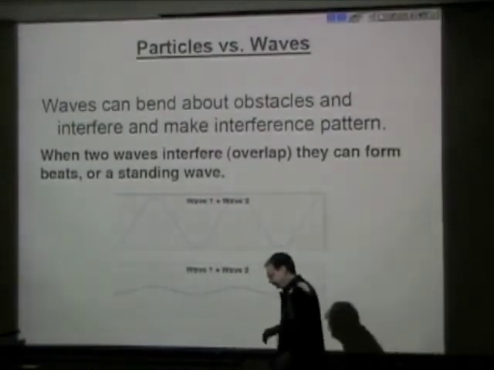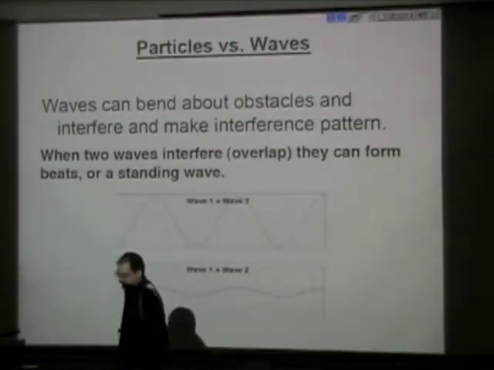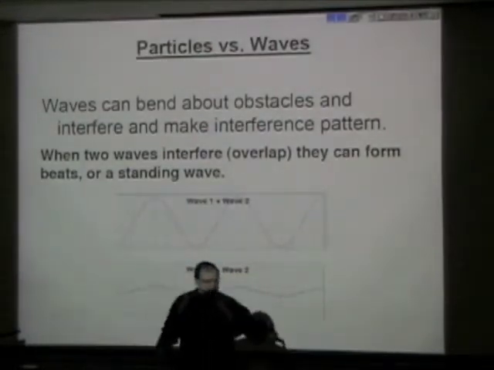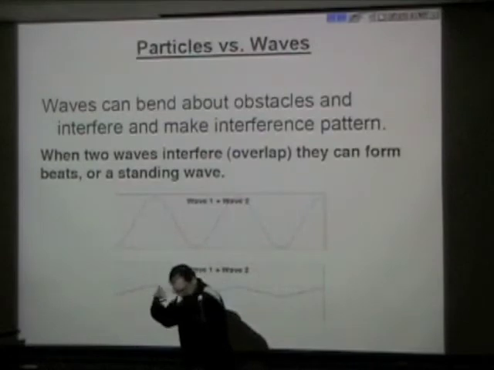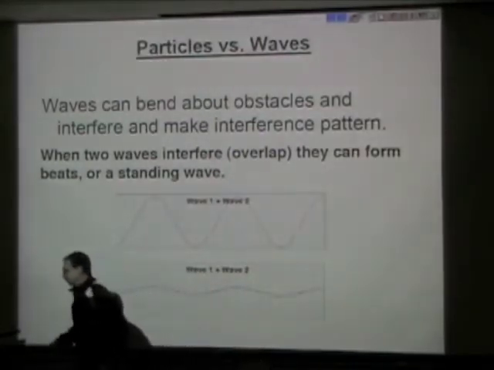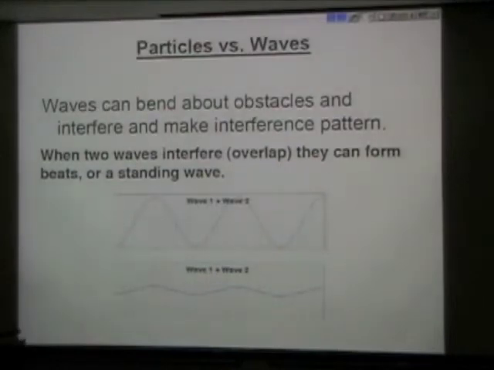Well, not everybody has musical hearing, so we can take a look at another example. It's very important to have a visual picture of what might be happening.